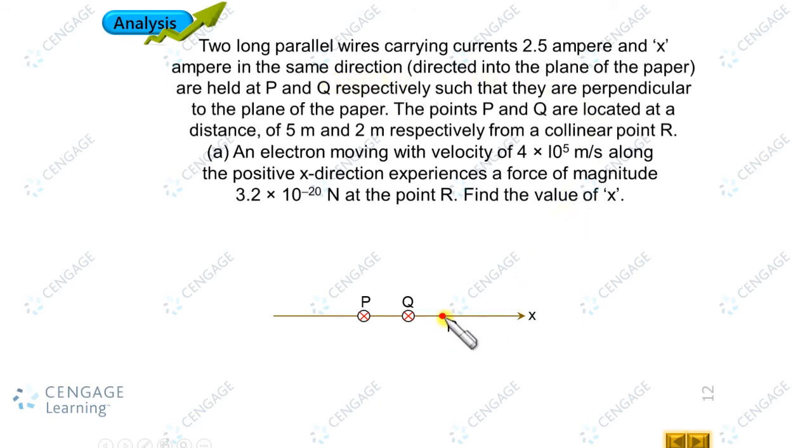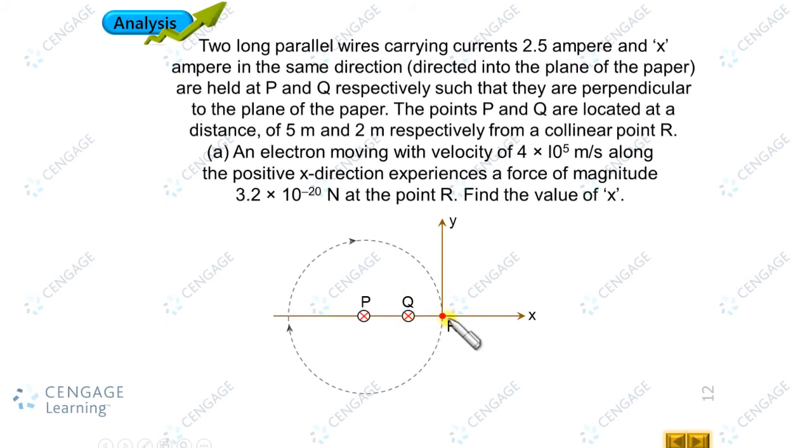This is the position here. The distance of point P is 5 meter and the distance of point Q is 2 meter. Okay, if we want to find the direction of the magnetic field at R because of P, we use the right hand rule, right? Suppose this is the y direction and this is the direction of the magnetic field line passing through R because of P. You can observe current is cross, thumb in the direction of the current and curling of the fingers in the sense of rotation of the magnetic field. So the magnetic field is in clockwise direction, right?